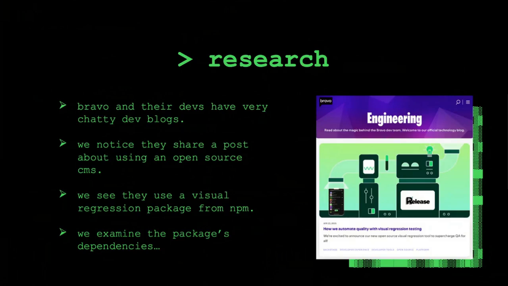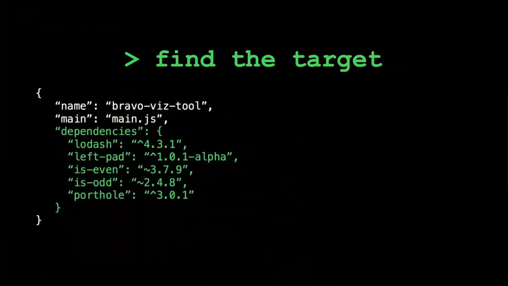So what we can do is look into that package from NPM and then look at their package JSON file and try and figure out which of these dependencies are probably the easiest to hack. So this is obviously a supply chain attack that we're executing.